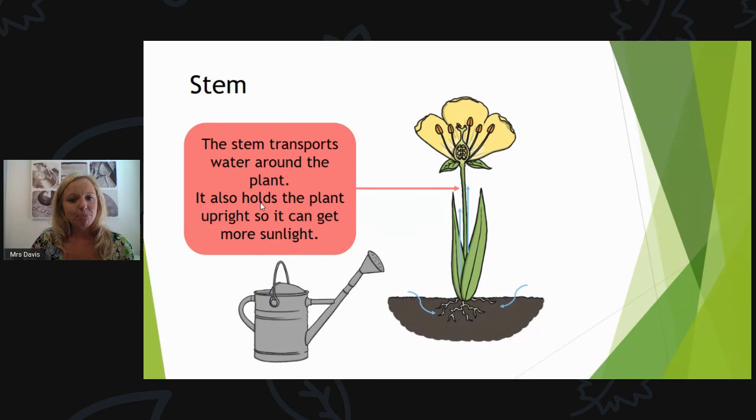Then we've got the stem. Okay, the stem transports, so carries, water around the plant. So remember, the roots have collected the water, and then the stem takes that water and moves it, transports it around the plant. It also holds the plant upright so it can get more sunlight. It's a bit like your spine, your skeleton, or your bones hold you upright. The stem does as well, and it reaches up tall to the sunlight, because plants need sunlight to make food.